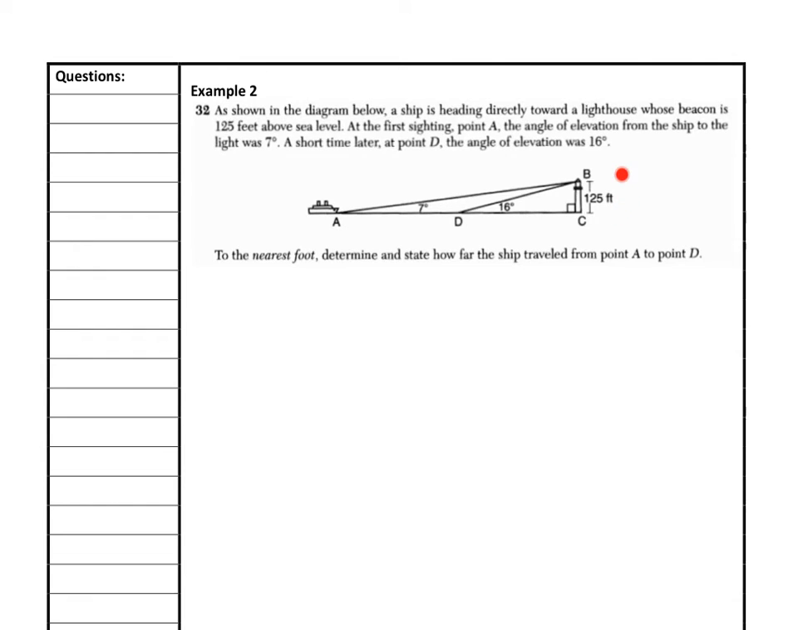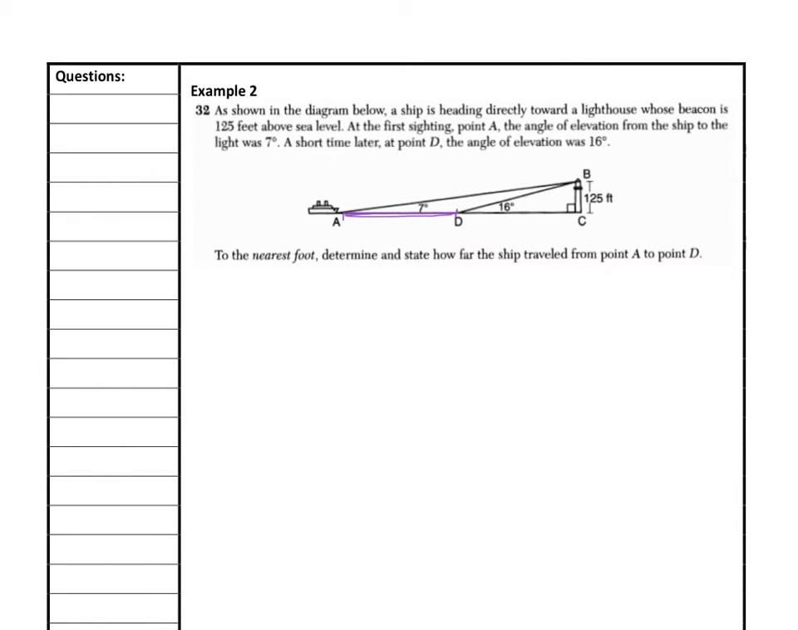We see the beacon is 125 feet above the sea level. At the first sighting, point A, the angle of elevation, so look out and up, from the ship to the light was 7 degrees. A short time later, at point D, the angle of elevation was 16 degrees. To the nearest foot, determine and state how far the ship traveled from point A to point D. So what we want in the end is this piece of information here.